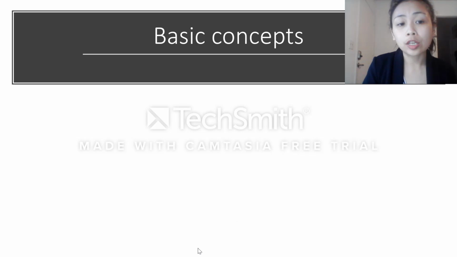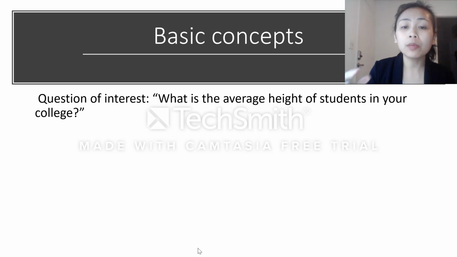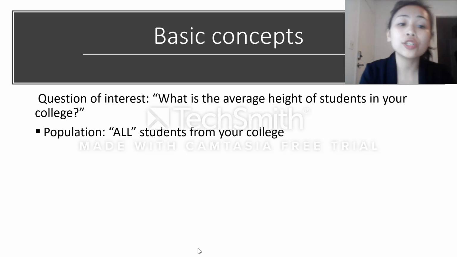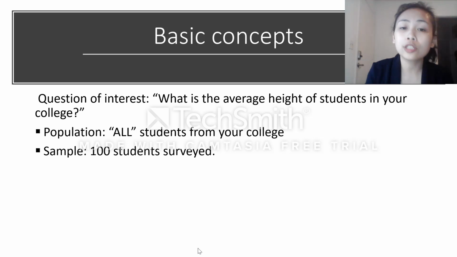And in this situation, your question of interest is what is the average height of students in your college? So the group of people that you are interested in is all students from your college. So that's what I call population. So that is the first concept, population. So population in this situation is all students from your college. And you collect the information from only 100 students. So the group of 100 students surveyed is called a sample.